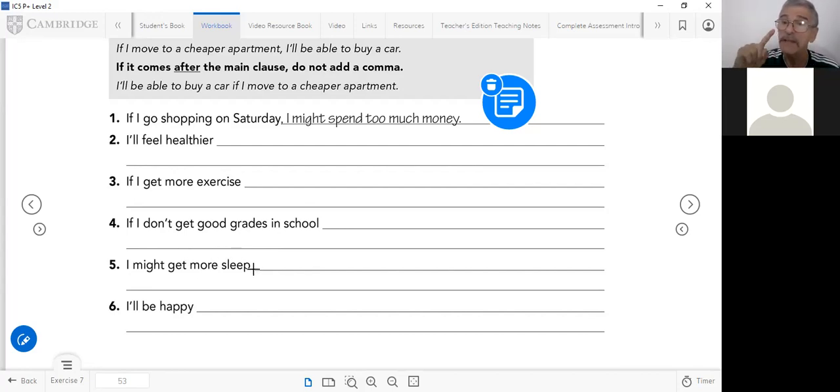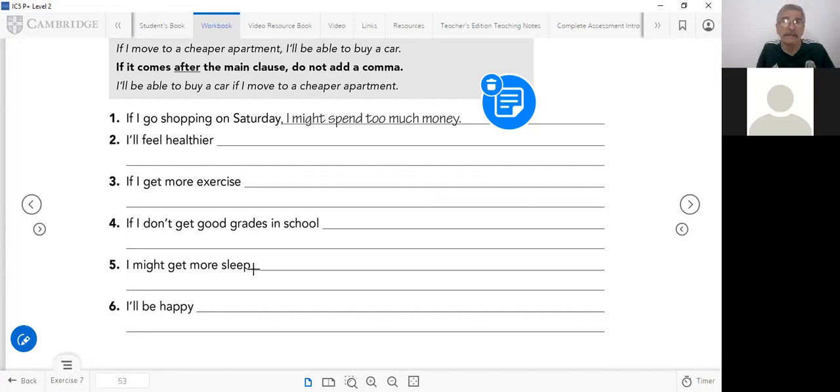If you don't sleep late, if you go to bed early, if you go to bed earlier, you would get more sleep. Okay, that's the idea.